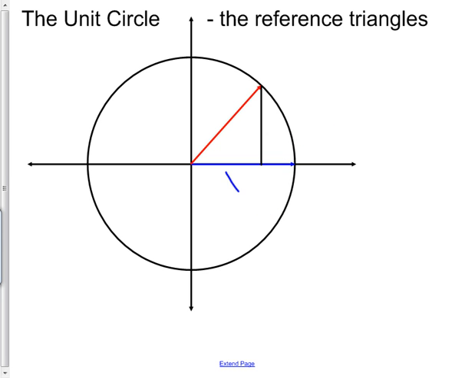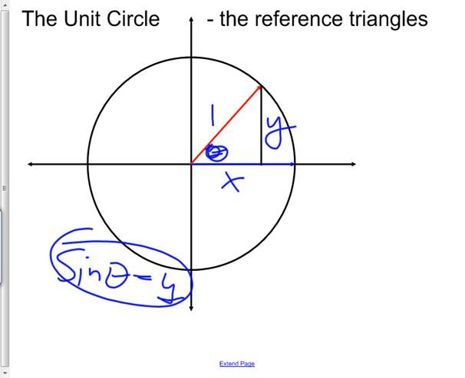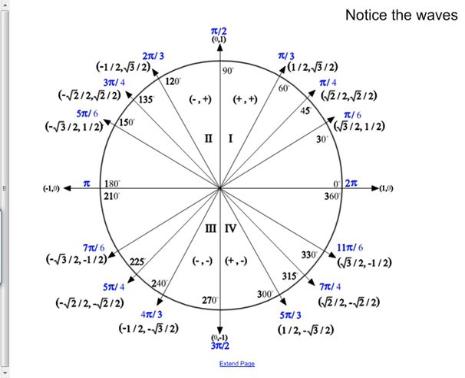So do you remember if this is x and this is y, and this is 1, and this is theta, then what's sine of theta? Sine, come on, what's sine? Y. Y over 1, which is y. And then cosine is what? X. And then tangent is y over x, which is also known as, since y is sine, tangent is sine over cosine. Okay, just doing a quick review, all that stuff.